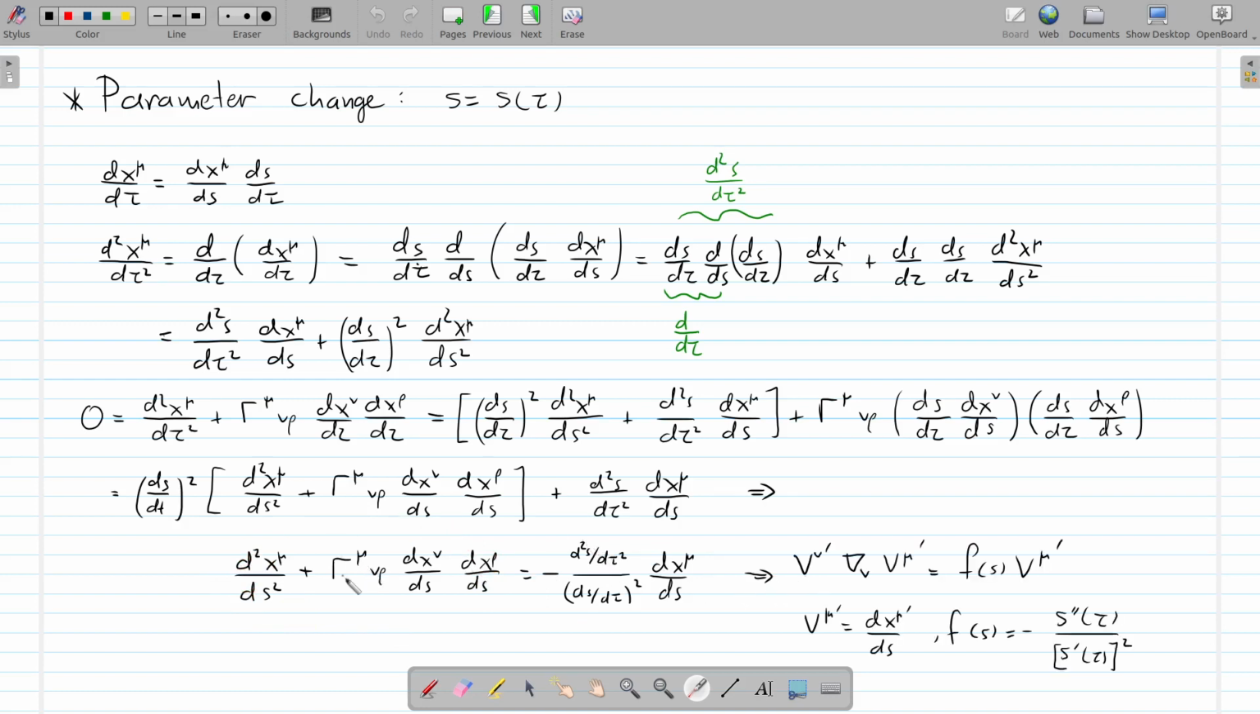and we see that the left hand side is nothing but the directional derivative of v prime, and we see that instead of this being 0, this is proportional to itself, as promised in the first slides of this video. So this function here that gives the proportionality of the parallel transport is given by the second derivative of s divided by the first derivative squared.